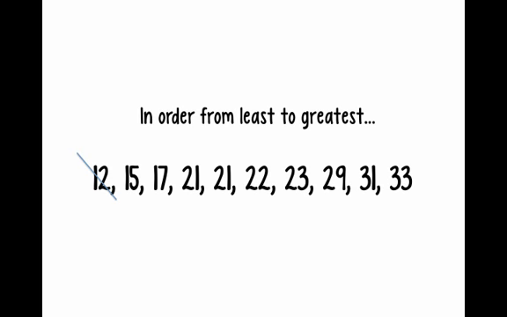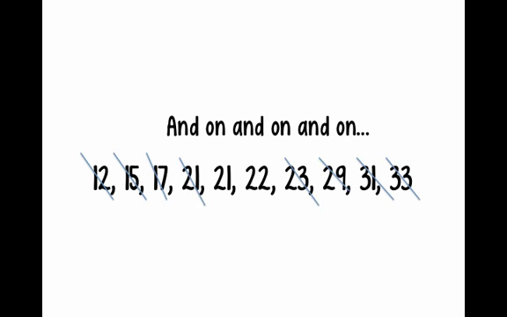So to calculate the median, we need to start crossing them off on either end. So first I cross off 12, then 33, 15, 31. And on and on and on, back and forth and back and forth. I end up with 21 and 22 left. This happened because I had an even number of data points in my set. If you did not have an even number of data points in your set, you would only have one number left there, and that would be your median.